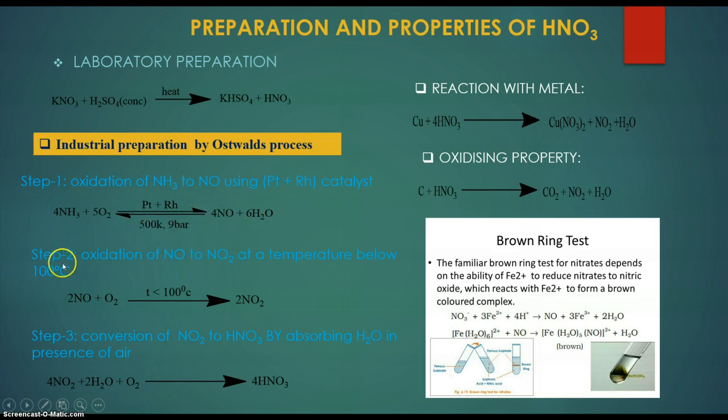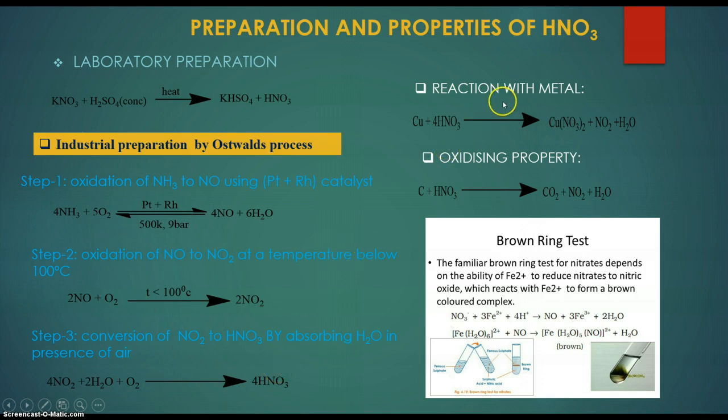In the second step, nitric oxide is oxidized with oxygen gas, where we have to maintain the temperature below 100 degrees centigrade, and we can get nitrogen dioxide. In the third step, the nitrogen dioxide produced in the second step absorbs water in presence of air, that means oxygen, forming HNO3 as the major product.